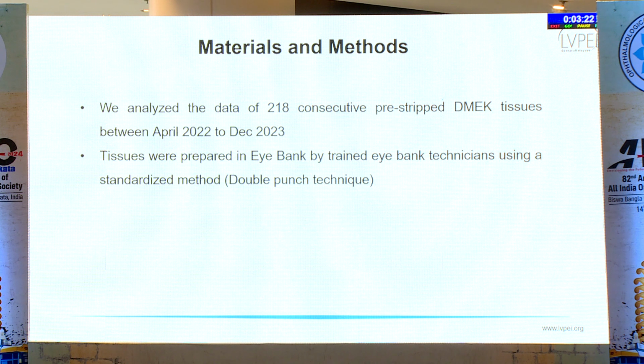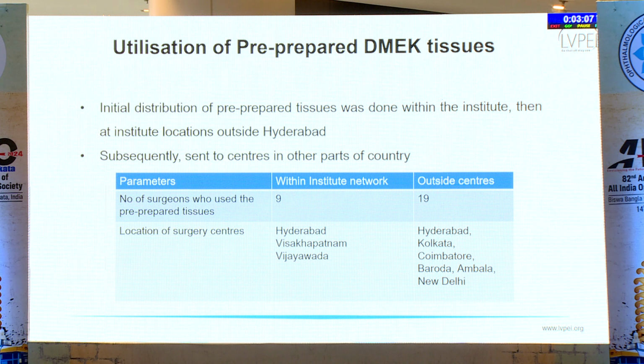So in this study, we analyzed the data of 218 consecutive pre-stripped DMEK tissues between April 22 and December 23. All these tissues were prepared in the eye bank by trained technicians using a standardized method, which was the double punch technique. The initial distribution was done within the institute and the institute locations outside Hyderabad. Subsequently, the tissues were distributed to other centers in various parts of the country by request from the different surgeons.